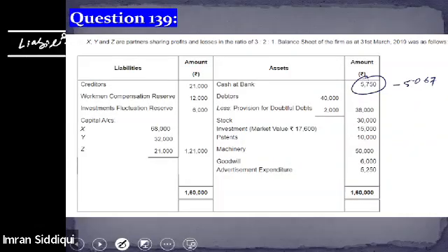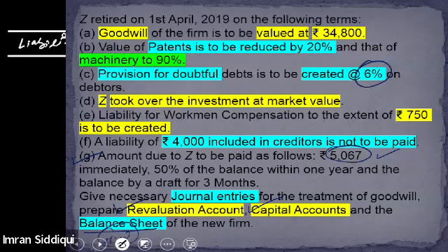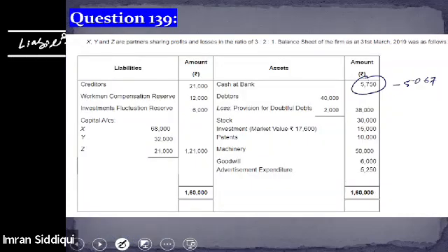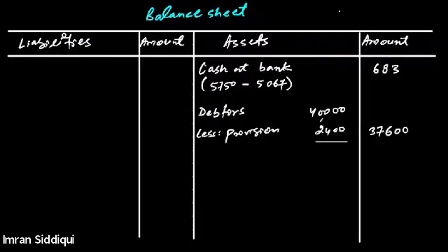Now the next item is stock. There was no change in the value of the stock. There was no adjustment relating to the stock. As you can see, from A to D, there is no adjustment that talks about the stock. So that means stock will be valued at the same price. Therefore, it will be recorded at 30,000 only. So stock, 30,000, it will remain at 30,000.